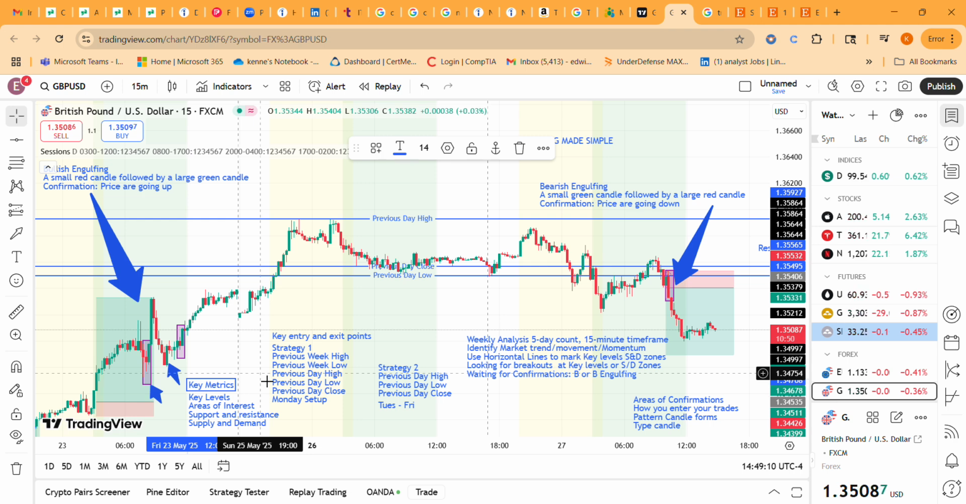But I'm going to explain the strategy step by step. Anyone watching this can adopt this. Okay, so let's start. Step number one, you need to identify the market trend. The first step here is to identify the market trend.